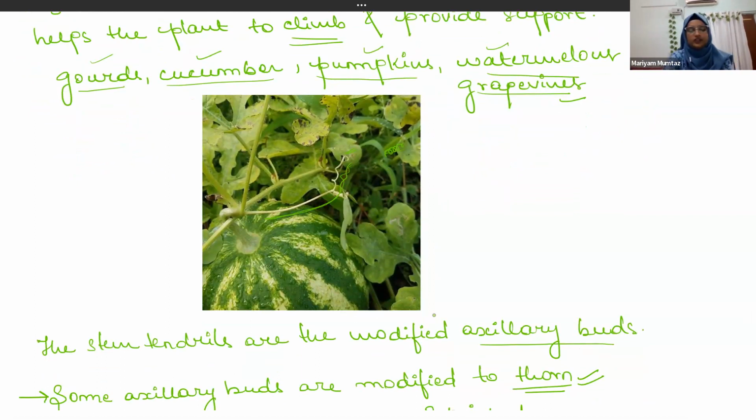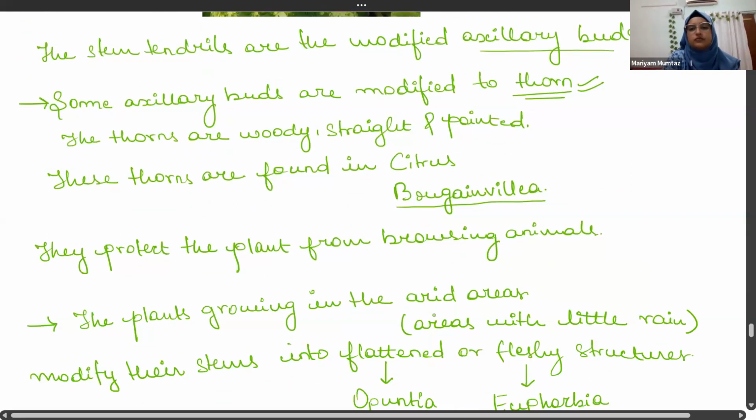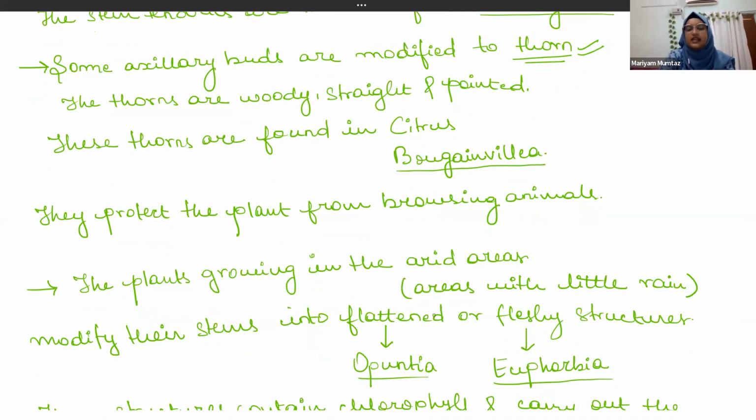Okay, they are the modification of axillary bud. Now moving on. There are some plants known as citrus and bougainvillea. So these plants, their axillary buds are modified to thorn-like structures.